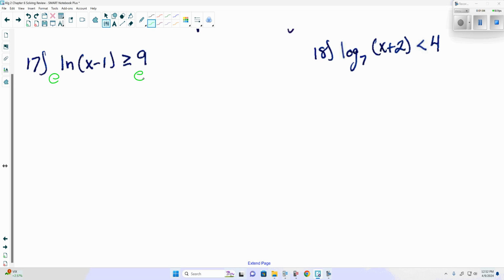So e to the natural log of x minus 1, well, e and the natural log will simplify out, telling us x minus 1 is greater than or equal to e to the 9th. Does e to the 9th simplify to a nice number?